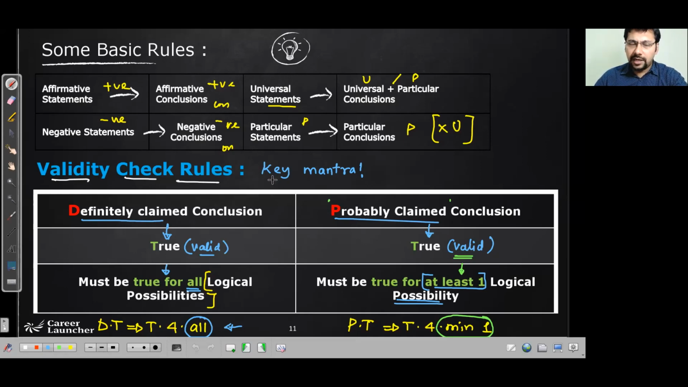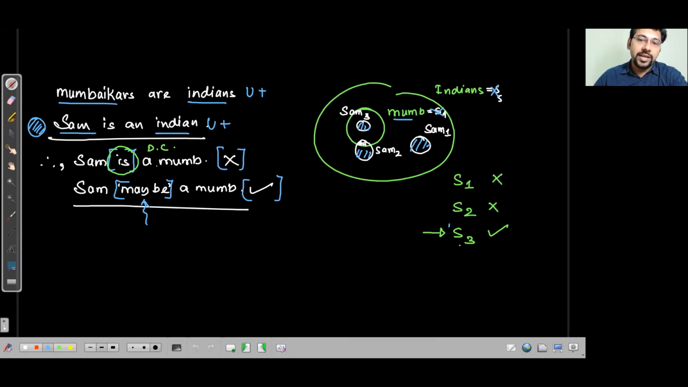In the later part of the video, I'm also going to give you shortcuts: how we can avoid considering all possibilities, and whether we can end up checking only S3 or only S1 to find out whether they are true or not. So hang on for a bit.